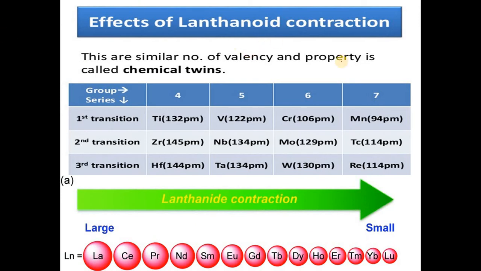So in the case of effects of lanthanide contraction, there is a similar number of valency and the property is called chemical twins. So these are zirconium and hafnium, having atomic radii 145 picometer and 144 picometer, that is, they are similar. Niobium, tantalum, almost the same atomic radii. Then molybdenum, tungsten, and technetium, rhenium, almost the same atomic radii. Then in case of lanthanide contraction, their size goes on decreasing from lanthanum to lutetium. Lanthanum shows large size but lutetium has small size.